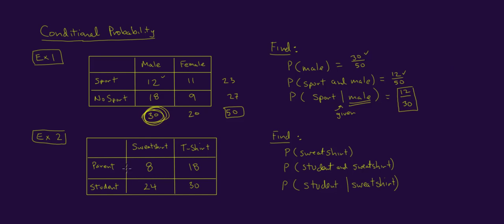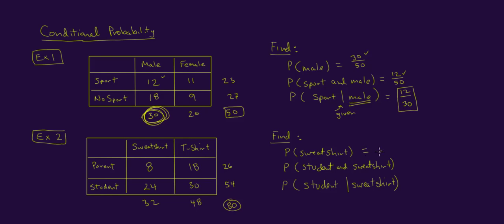So like before, I'll add up my totals. Let's see, the total number of parents is 8 and 18 for 26. And then for students, it's 24 and 30 for 54. So it looks like there's a total of 80 people. Let's go see if that's consistent with the other side. 8 and 24 is giving me 32. 18 and 30 is giving me 48. And yes, indeed, that is 80.